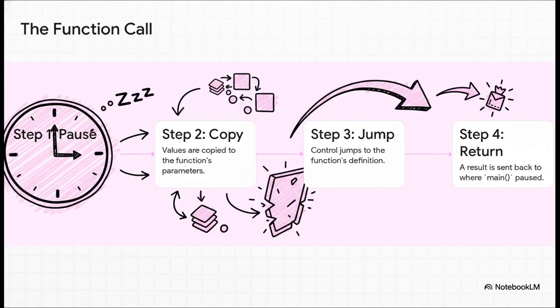This happens inside main. When we call calculate area, something really cool happens behind the scenes. First, everything in main just pauses. Then the values you're using, L and W, get copied over to the function. Next, the program's execution literally jumps away from main and goes to find the function's definition, the kitchen. And once the work is done, a result is sent right back, and main picks up exactly where it left off.